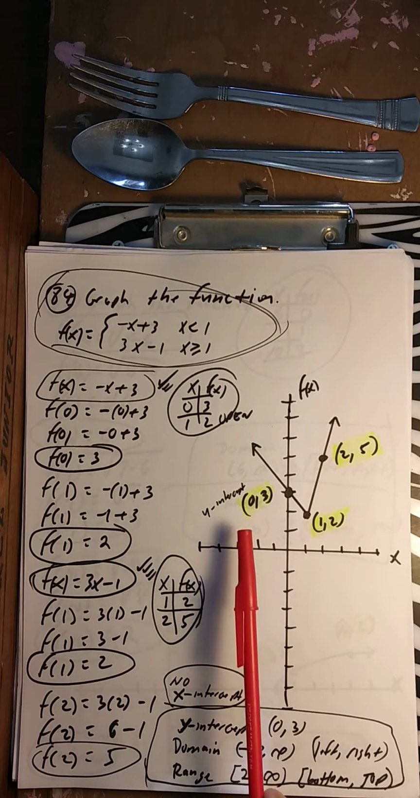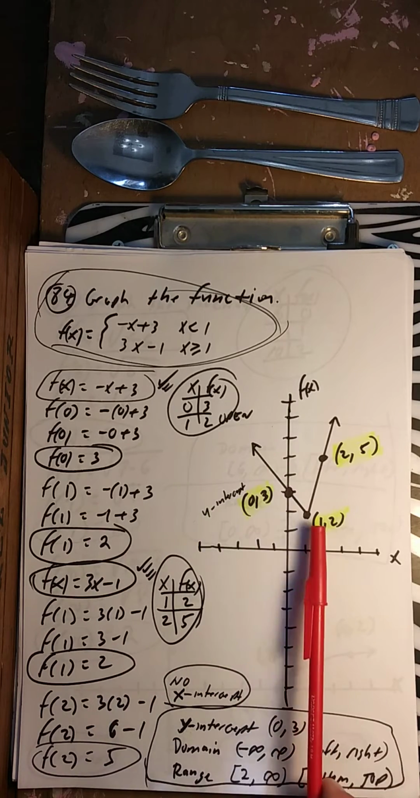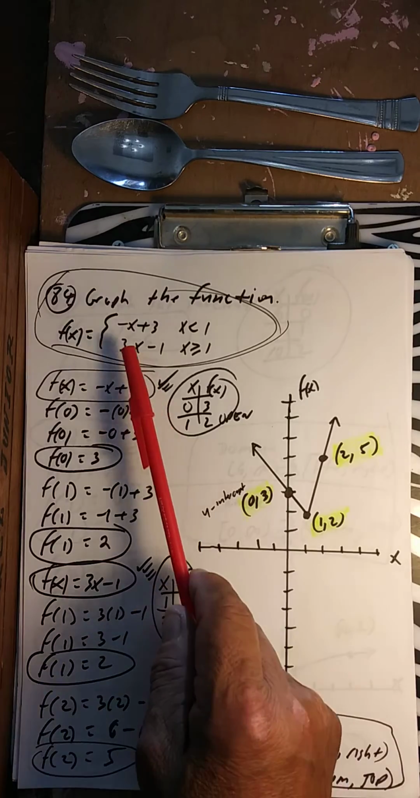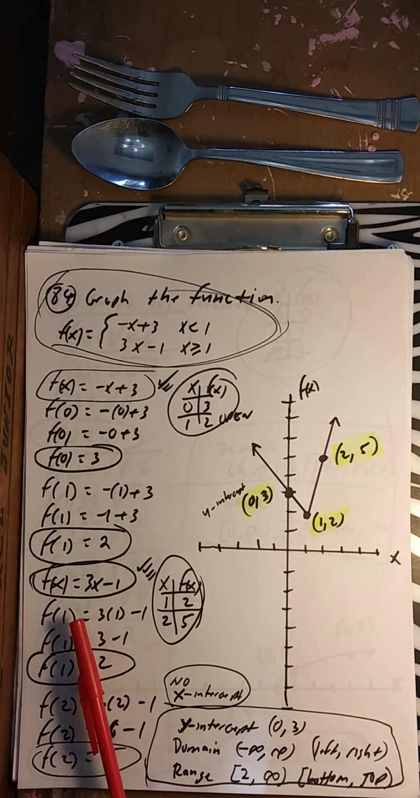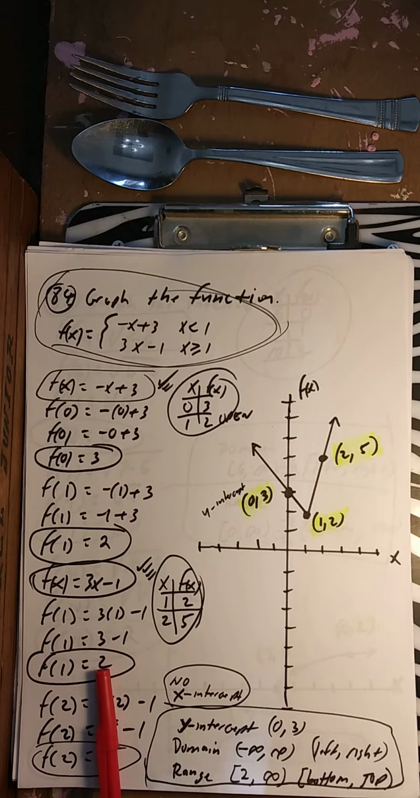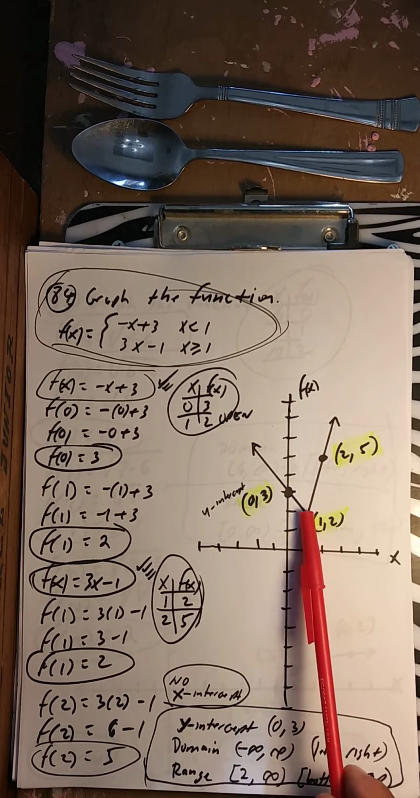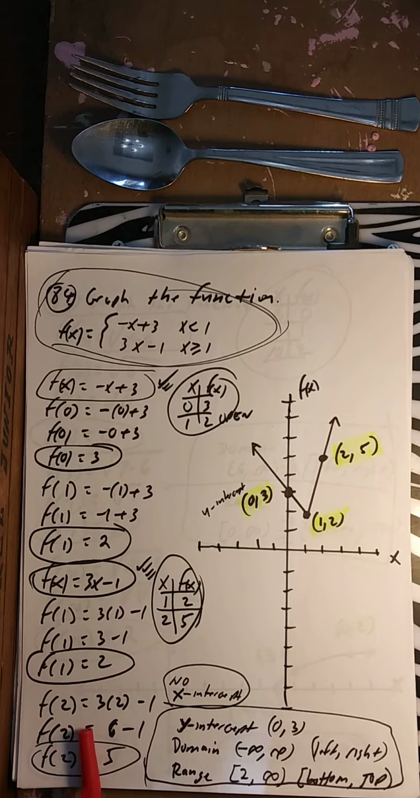So it's going to go through (0, 3) and (1, 2), but don't include this, so it's open right here. But now, guess what happens? When you put 1 in the second one, 3 times 1 is 3, minus 1 is 2. So now it goes exactly to that number, and the hole that was there is now filled with a point. The next one, put a 2 in there. You get 6 minus 1 is 5. So it's (2, 5), right there. This one's open, but the other one is closed, so it includes it right there.